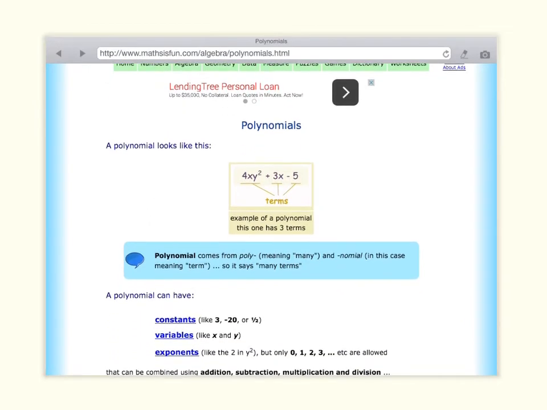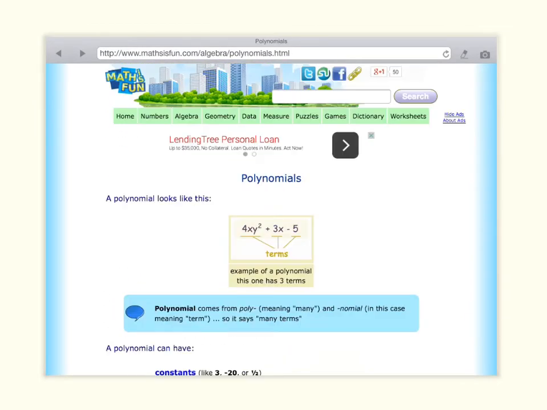When you look at polynomials, you see that a polynomial is essentially just a collection of monomials or terms. Polynomial comes from poly, which means many, and nomial, which means term. So it essentially just means many terms. A polynomial can have constants, variables, and exponents.